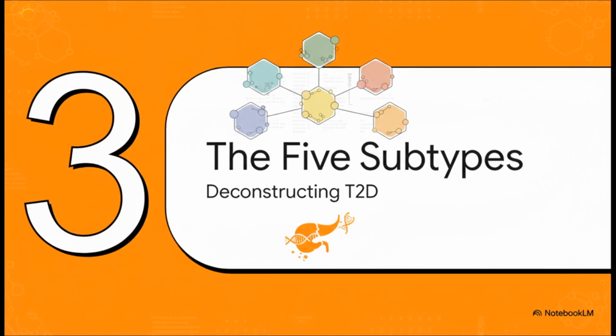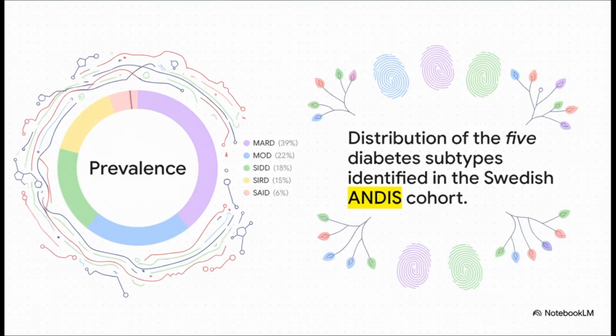Okay, so using these 6 parameters, the Ahlqvist cohort just naturally clustered into 5 distinct and reproducible subtypes. This is where we really start to deconstruct that single diagnosis of type 2 diabetes. And here they are. You've got 2 milder forms, mild age-related diabetes, or MARD, that's the biggest group, and mild obesity-related diabetes, or MOD. Then you have the 3 severe forms, severe insulin deficient, severe insulin resistant, and severe autoimmune diabetes.